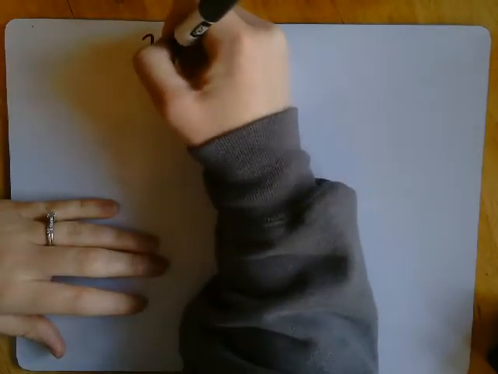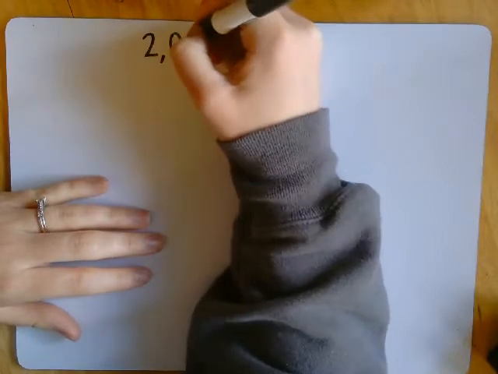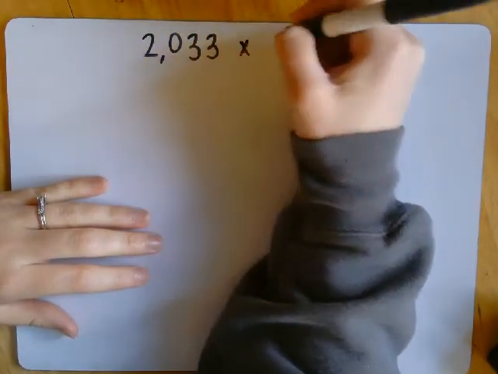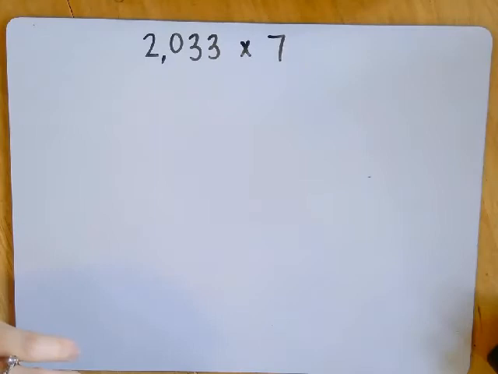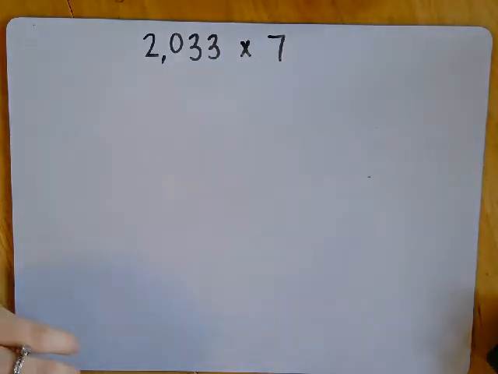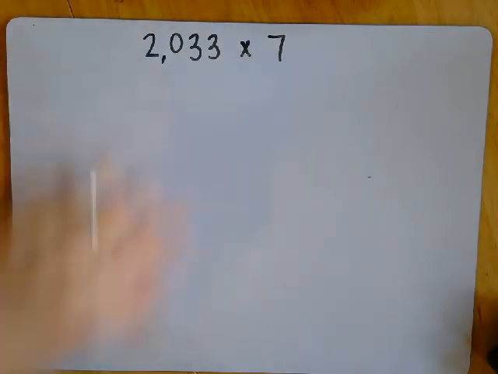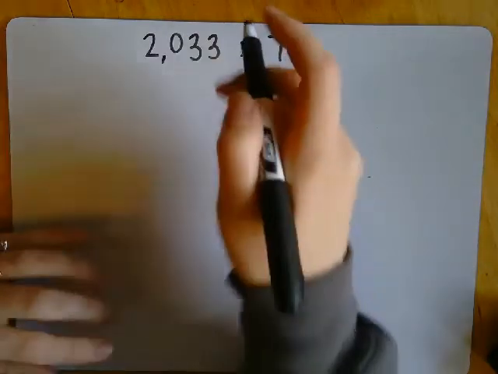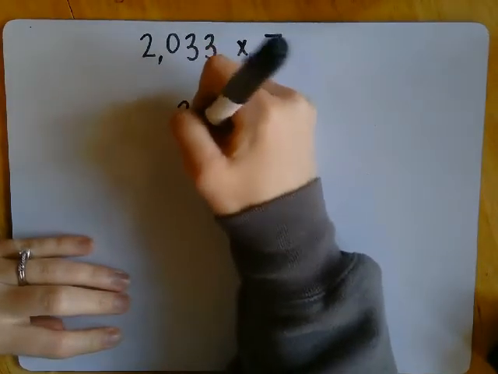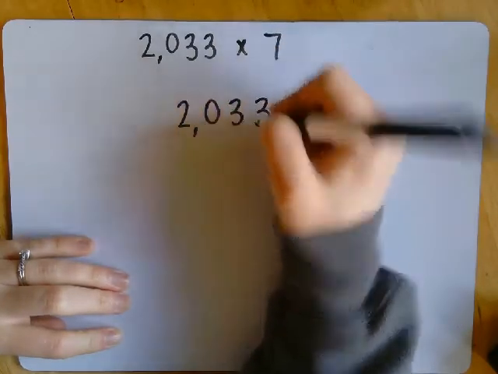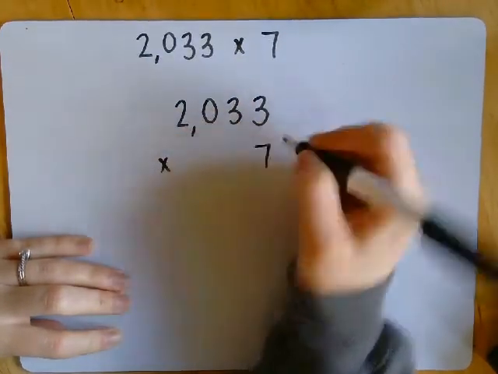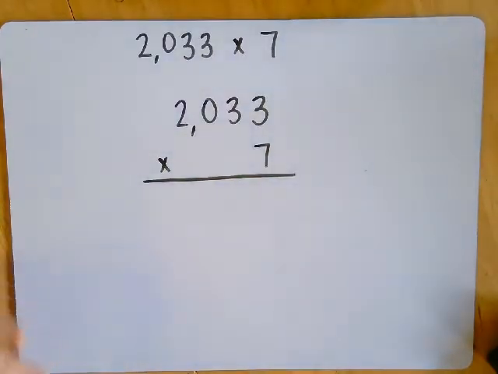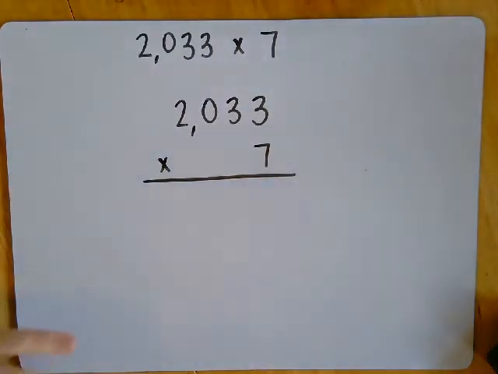All right, so let's do 2033 times 7. Again, I'm going to set this up so it looks like the standard algorithm. So I'm going to change this into being written vertically.